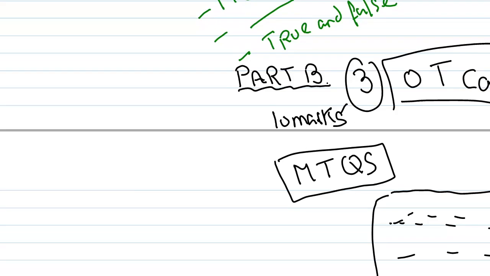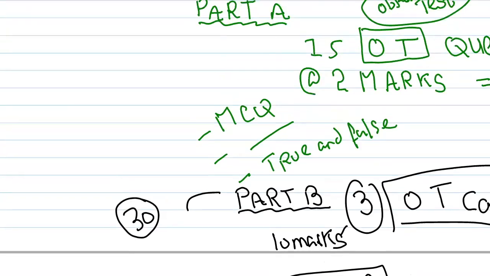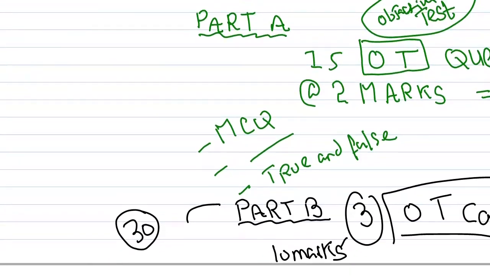So you have 3 OT case studies. Each OT case study is having 10 marks. So section B will also have a total of 30 marks in your exam. So we can say very effectively that 60% of your exam will be objective test exam, or objective based questions, 30% in section A and 30% in section B.